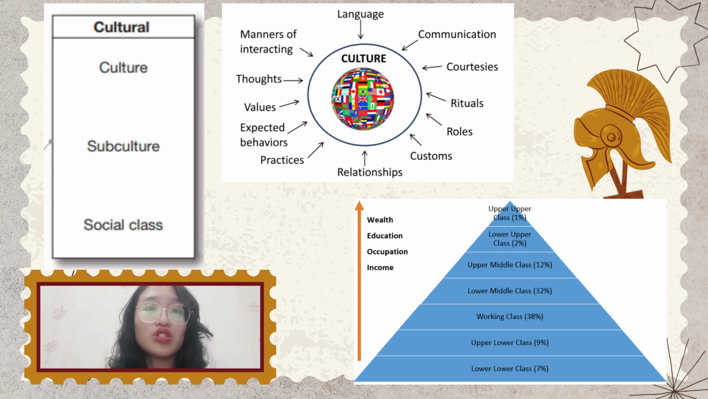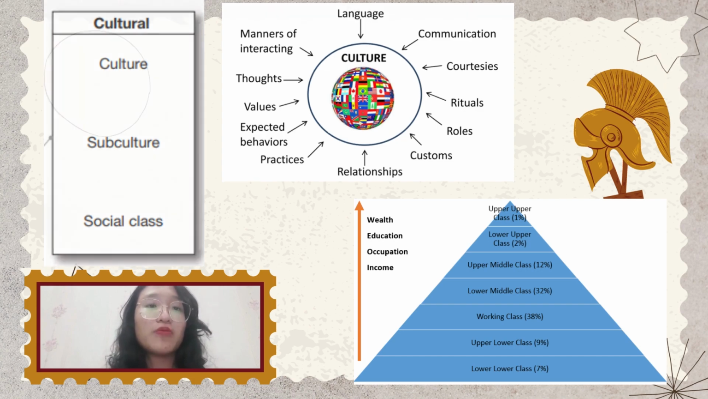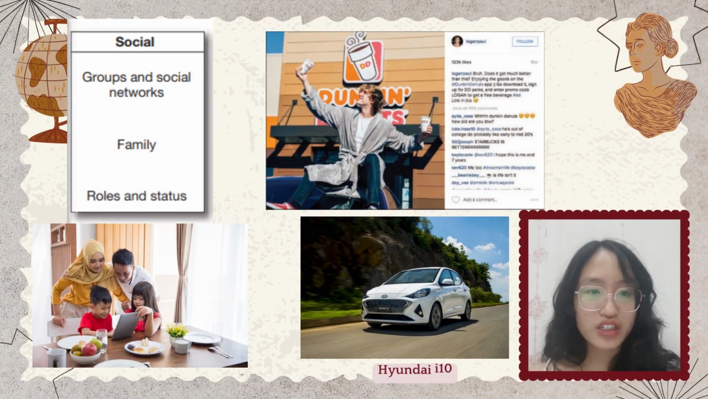In other social systems, classes may be more fixed, making it difficult to climb up the ladder, especially in areas such as cars, leisure, and clothing. Social classes show different product and brand preferences. About the social factor, there are also three elements: groups and social networks, family, and roles and status.